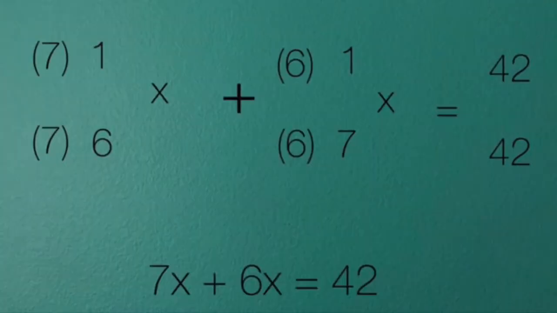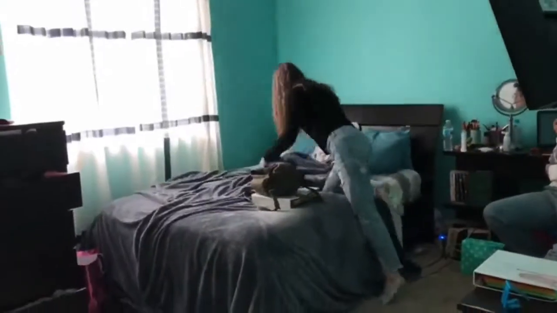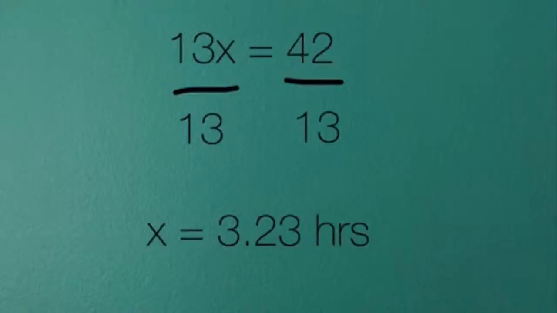To solve this, you need to get common denominators. So multiply Abby's ratio by 7 and Charlie's by 6 to get a common denominator of 42. Once you have your common denominators, all the denominators will cancel out and leave you with 7x plus 6x equals 42. Once you've combined like terms, divide both sides by 13, where you will get x equals 3.23 hours. We did it in 3.23 hours.